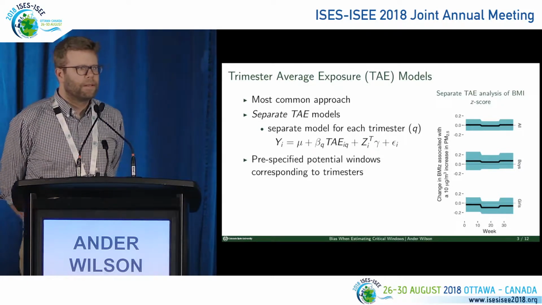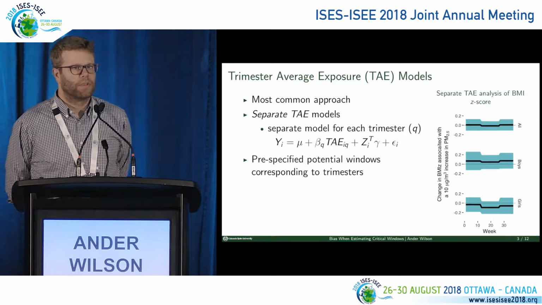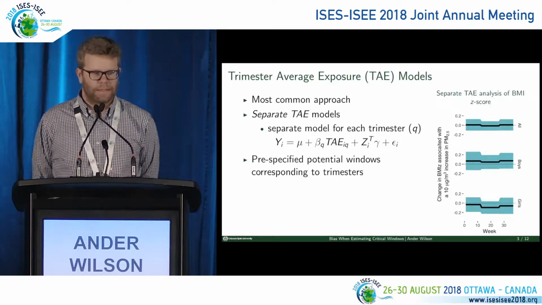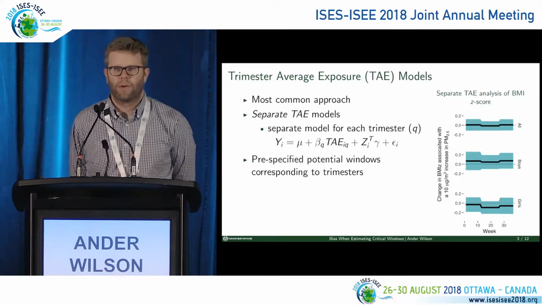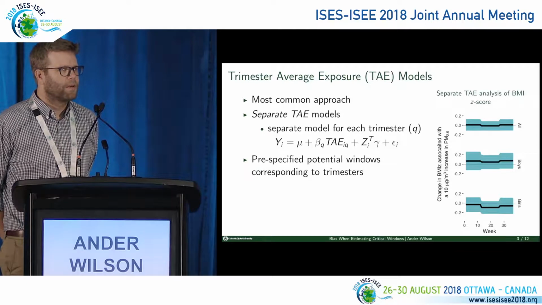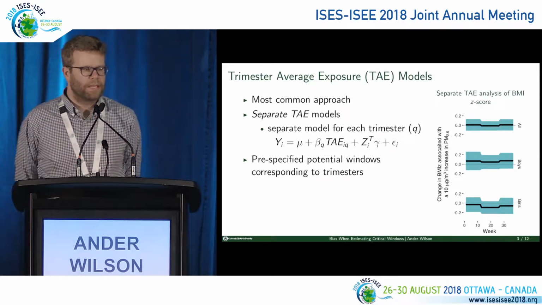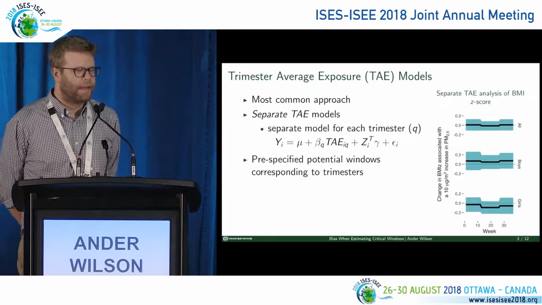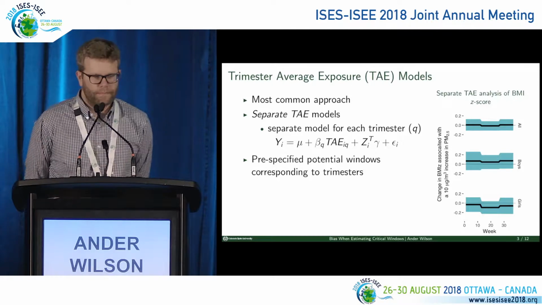And so most of the papers that have looked at this have used what we'll call trimester average exposures, and those are just the average exposure over each of the 3 trimesters. And most commonly, they're doing this with the separate trimester average approach or separate TAE model or models. And so this model here, we're just regressing the outcome on an intercept, which is mu, and then a single trimester average exposure, so a single TAE, and then various potential confounding variables.